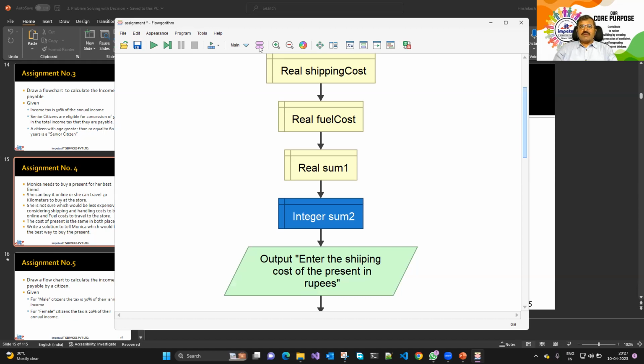I expect all of you to turn on your cameras. It shouldn't be the case that you just stay behind the screen.